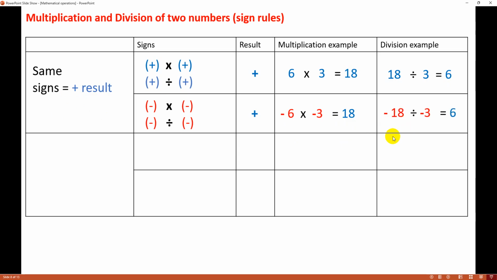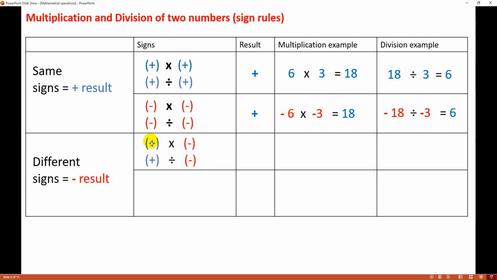Same signs give you positive. When you divide, same thing. Negative 18 divided by negative 3 is positive 6. Both of them have the same sign, both negative, and the result is positive. So again, as long as these guys have the same sign, both positive or both negative, the result will always be positive. Now, if the signs are different, then the result is negative, right?